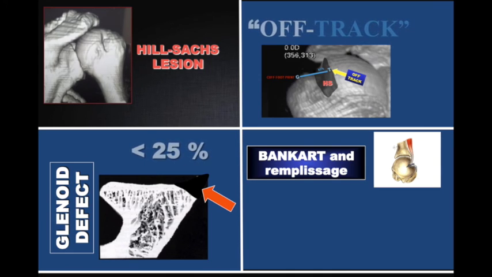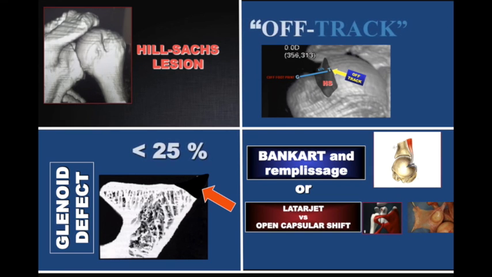As an alternative to this technique, in particular in throwing sports, it is possible to opt for the Latarjet procedure or the open capsular shift technique. In our experience, this combination of off-track Hill-Sachs lesion and glenoid bone loss of less than 25% involves only 5% of all recurrent antero-inferior instabilities.